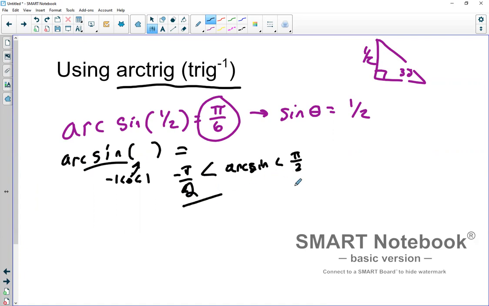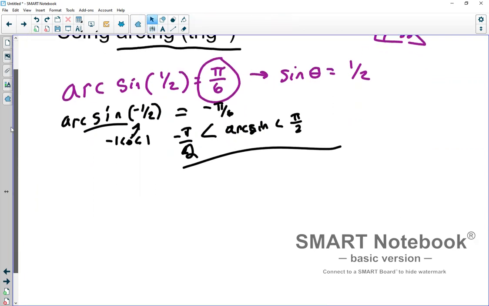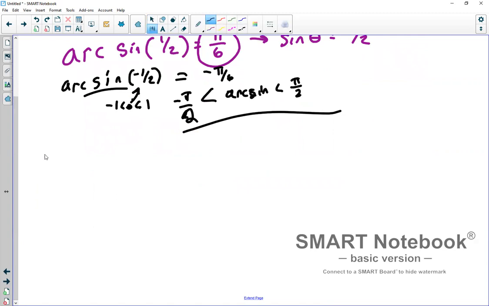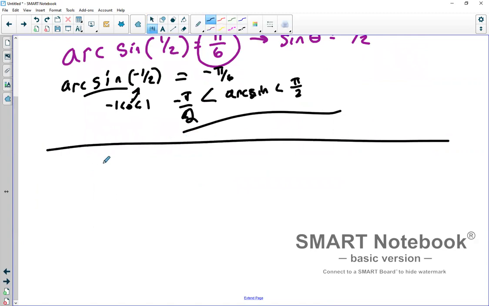In your answer, though, this is definitely relevant to your test: it'll be arcsine from negative pi over 2 to pi over 2. So if I had negative a half, I need the angle between negative pi over 2 and pi over 2, so I need negative pi over 6 in this case. Okay, so that's just plugging into arcsine or any arc trig. The other ones are the relationships between a trig function and an arc trig or inverse trig function.